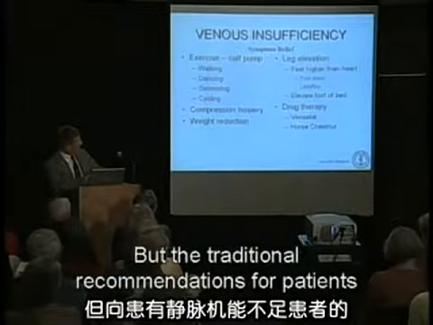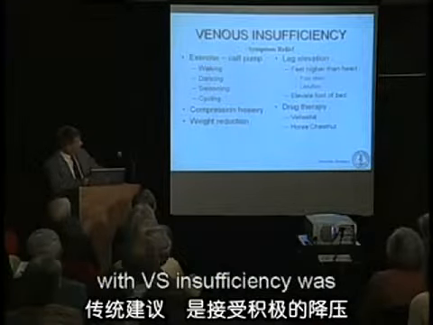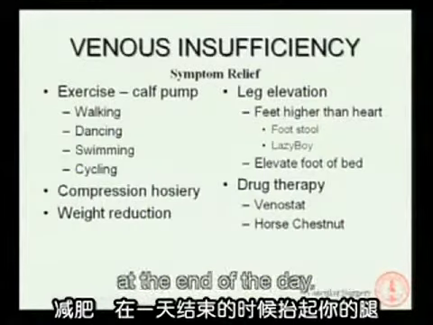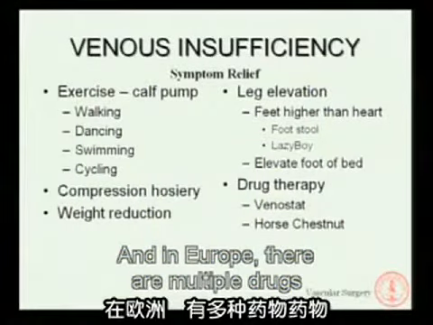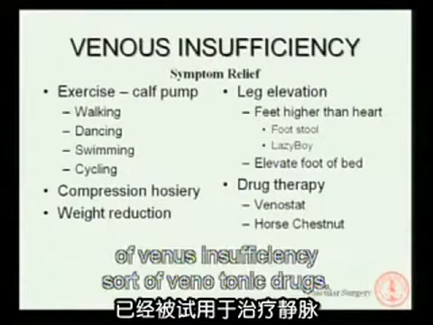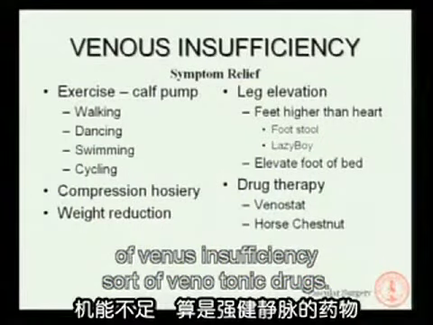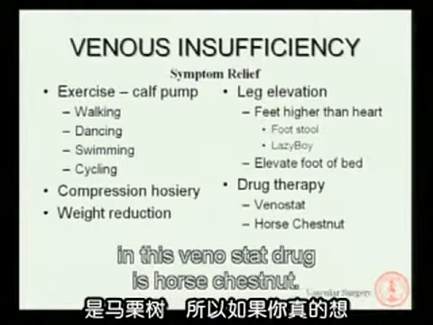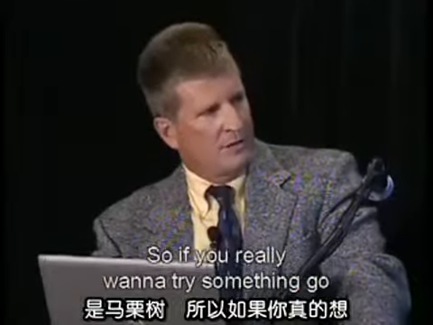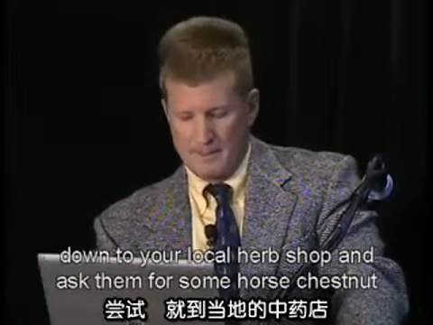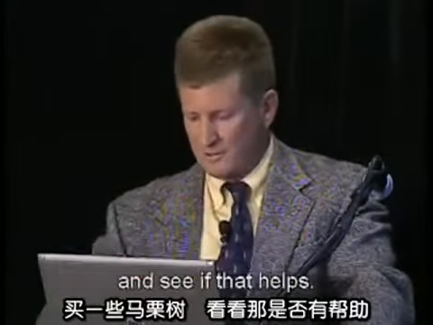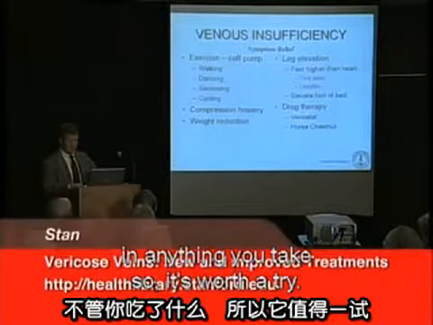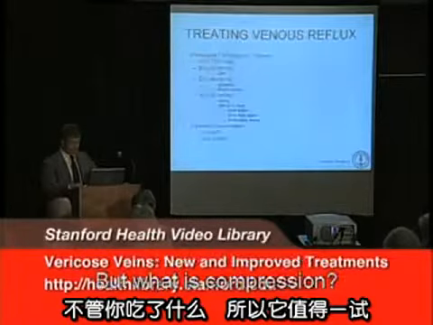But the traditional recommendations for patients with venous insufficiency was to get active, wear compression, lose weight, elevate your legs at the end of the day. And in Europe, there are multiple drugs that have been tried for the treatment of venous insufficiency, sort of venotonic drugs. And it turns out that the major extract that's used in this venostat drug is horse chestnut. So if you really want to try something, go down to your local herb shop and ask them for some horse chestnut, see if that helps. There will be at least a 30% placebo effect in anything you take, so it's worth a try.